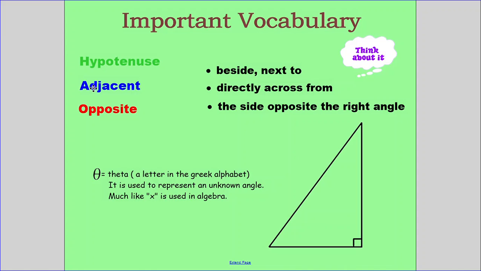So to start off with, we need to know what each thing means. So I've got hypotenuse, adjacent, and opposite. And so let's say that our angle was right here. I'm going to use theta. Theta, a letter in the Greek alphabet, is used to mark an unknown angle, much like x gets used in algebra. So we have hypotenuse, adjacent, and opposite. So pause the video and just connect the word to the phrase beside it, and then come back when you're ready.